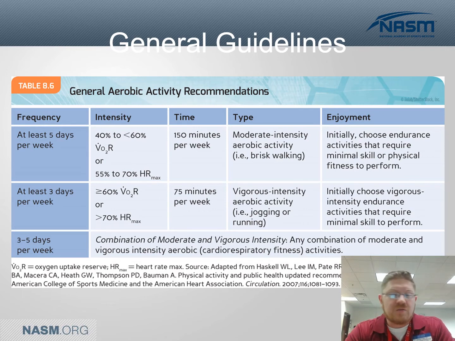Vigorous, do that 3 times a week, or some combination of the both. Vigorous intensity, you're going to be looking at anything greater than 70% of their heart rate max or their heart rate reserve. And again, pick things that require minimal skill to perform if they're beginners, and then you can upgrade and progress from there. Combination of both, 3 to 5 days per week, as long as you hit those minimums, that's going to be the best thing for you, and it's going to show tremendous improvements in cardiorespiratory fitness.